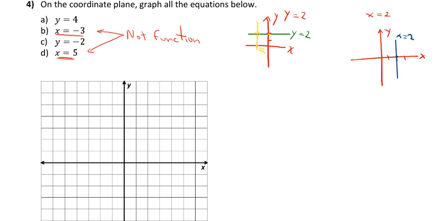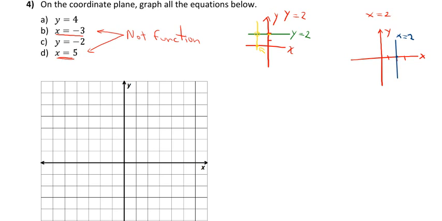And any vertical line is not a function, because if you do the vertical line test, the only way that you can do it is by putting another vertical line on top of it, which means it's going to intersect with this graph at an infinite number of points. So it's more than one point.